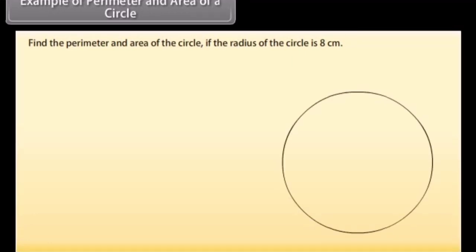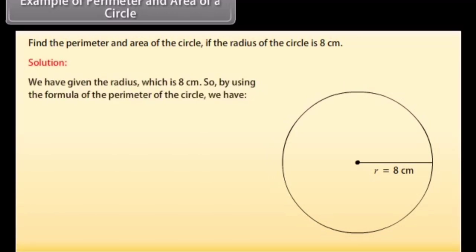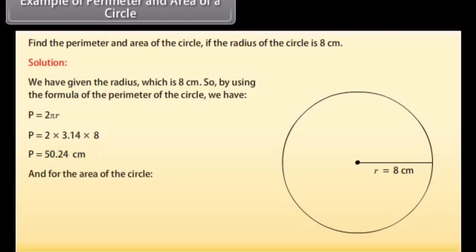Example 2. Find the perimeter and area of the circle if the radius of the circle is 8 centimeter. Solution. We have given the radius, which is 8 centimeter. By using the formula of the perimeter of the circle, we have P is equal to 2 pi r. P equals 2 into 3.14 into 8. P equals 50.24 centimeter. And for the area of the circle, A is equal to pi r square. A equals 3.14 into 8 square. A equals 200.96 centimeters square.